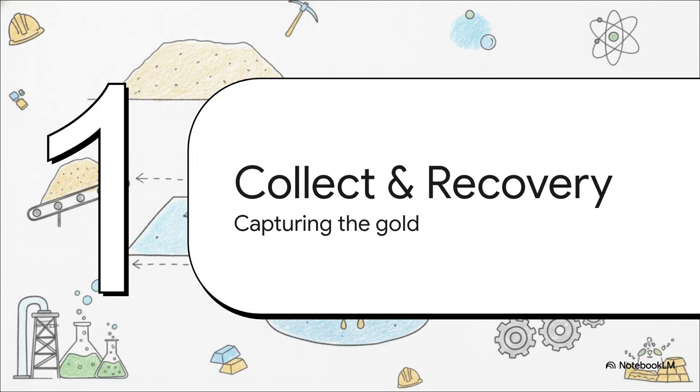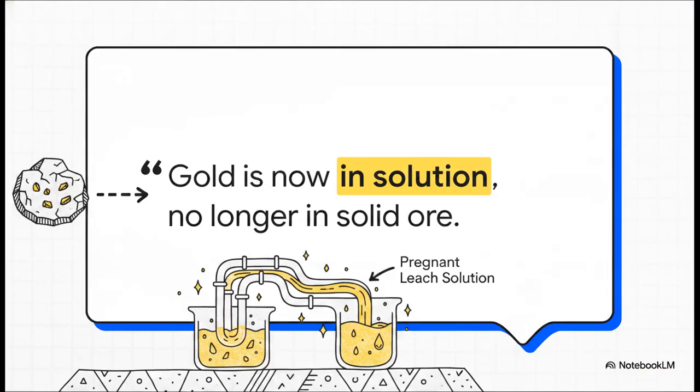All right, Section 4, Collection and Gold Recovery. Let's get our gold back. So the biggest takeaway of the whole system is right here. Gold is now in solution, no longer in solid ore. This is the ultimate aha moment of heap leaching. We haven't physically chipped the gold out of the rock, we've chemically transitioned it. It went from a solid state, totally trapped inside a rock, to a liquid state just flowing through a drainage pipe. In the industry, we call this fully enriched liquid the pregnant leach solution.